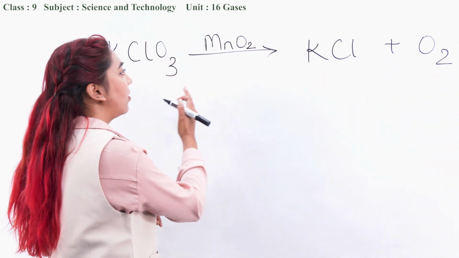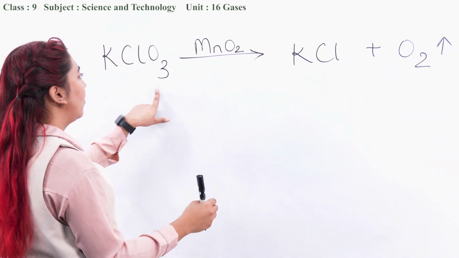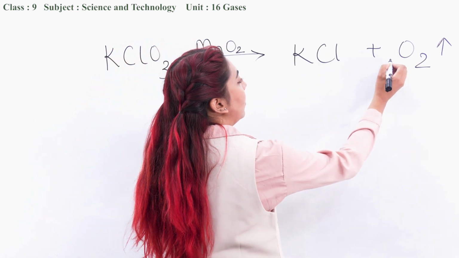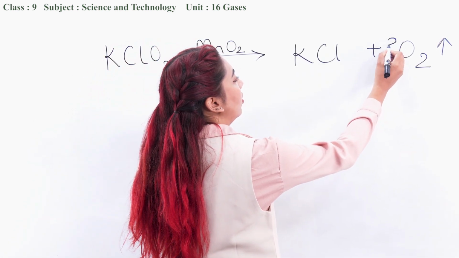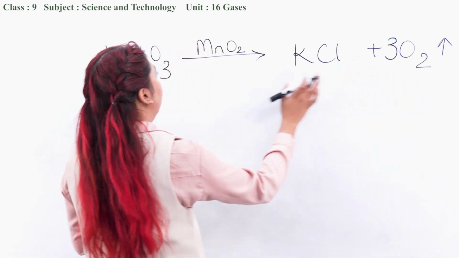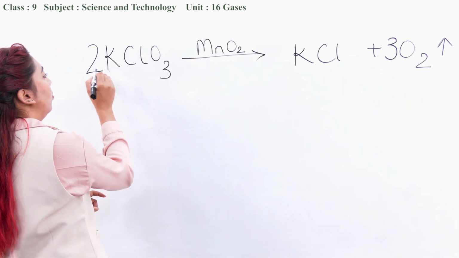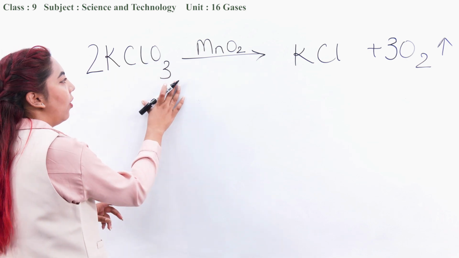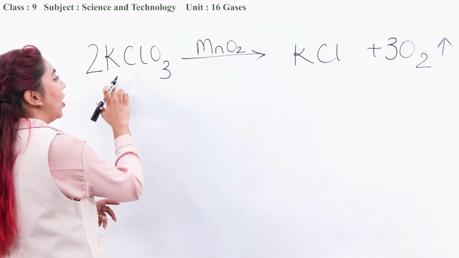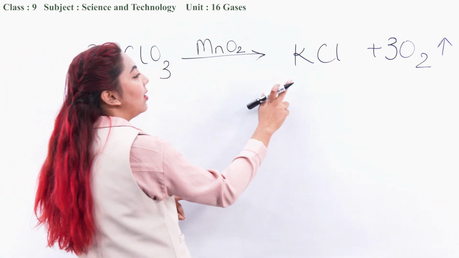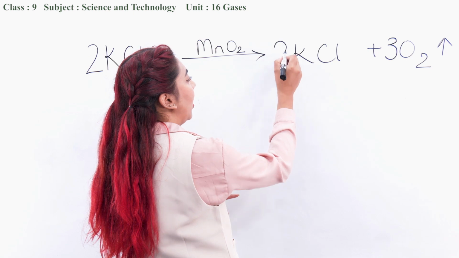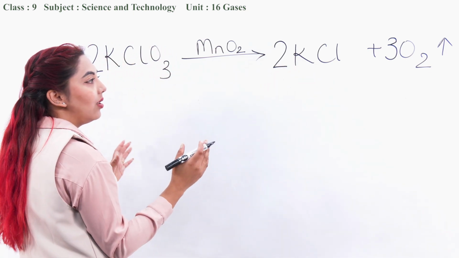Now this equation is not balanced. Here there are 3 atoms of oxygen, here there are 2 atoms of oxygen. So if we write 3 over here, then we have 6 atoms of oxygen, and here 2. Then there are also 6 atoms of oxygen. Now potassium and chlorine, there are 2 atoms of potassium and chlorine each. But here there is a single atom of potassium and a single atom of chlorine. So if we write 2 over here, now the equation is balanced.